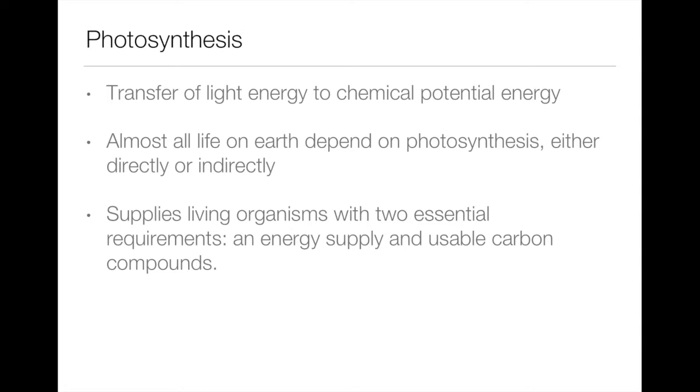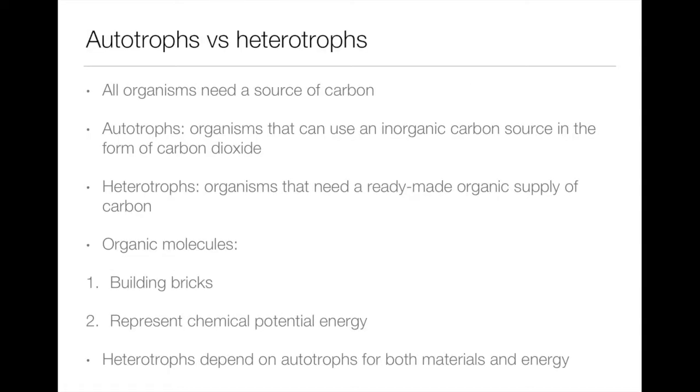Photosynthesis supplies living organisms with two essential requirements: an energy supply and usable carbon compounds. All biological molecules, such as carbohydrates, lipids, proteins, and nucleic acids, contain carbon. All living organisms therefore need a source of carbon. Where does it come from?